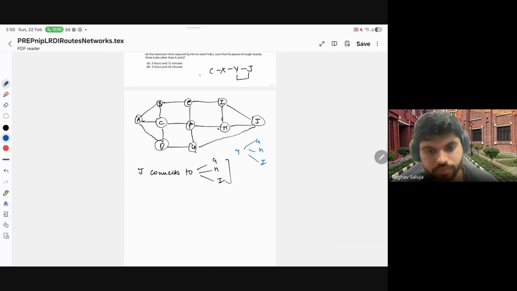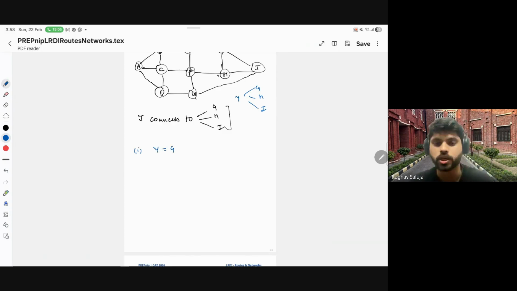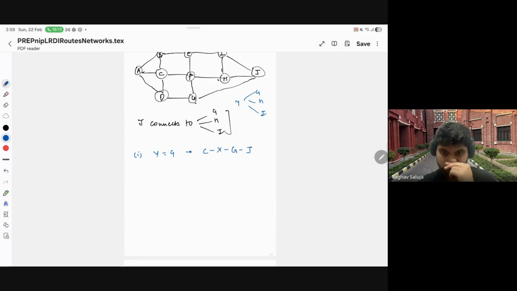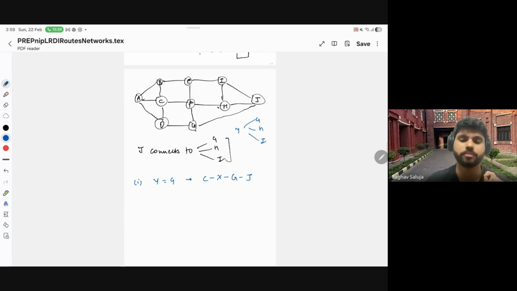Make sense? So let's take the first case. Y is equal to G. So our path becomes C, X, instead of Y, I'll put G, G and J. Perfect. Now, same process repeat. What are the hubs directly connected to G? Neighbors of G. Neighbors of G बताओ मुझे.